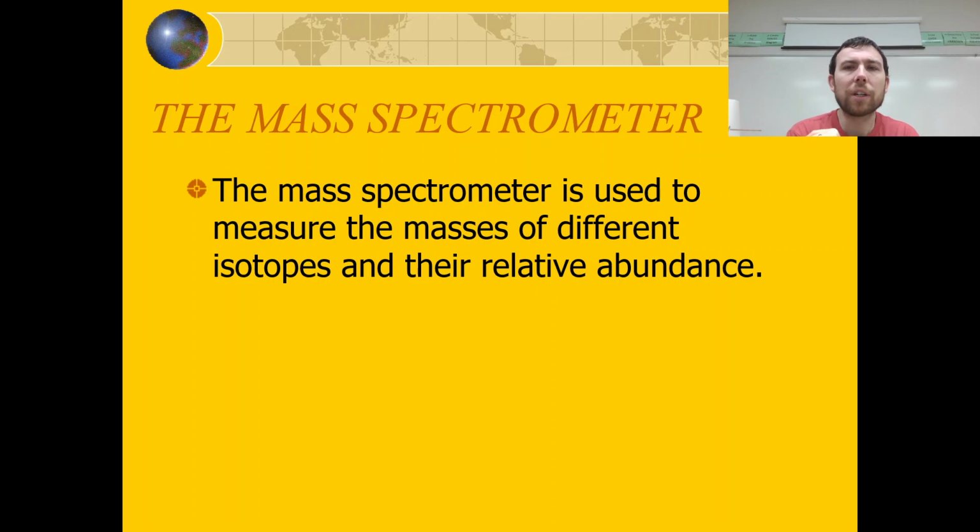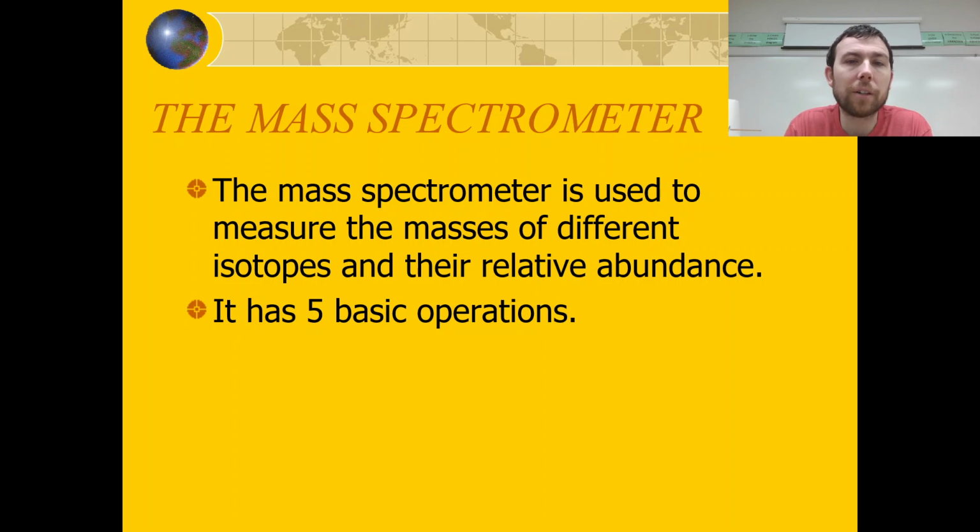The mass spectrometer is used to measure the masses of different isotopes and their relative abundance, like how often each can be found in nature, right? Certainly different isotopes of different elements occur more frequently or less frequently compared to each other. That's why when you look at the masses on the periodic table, you can take a good guess as to what isotope is probably the most common just based on its average atomic mass, but that's not always the case. So it helps us understand the relative abundances of the isotopes and how that contributes to the average atomic mass of the element as a whole.